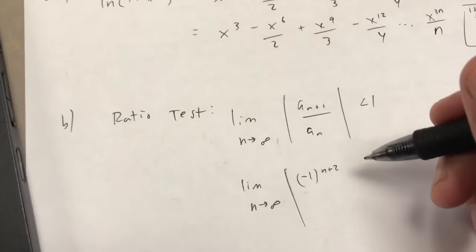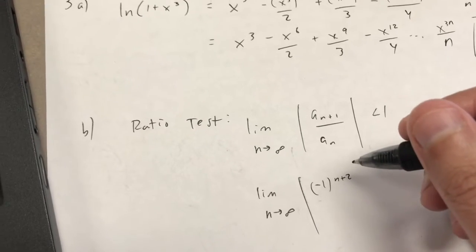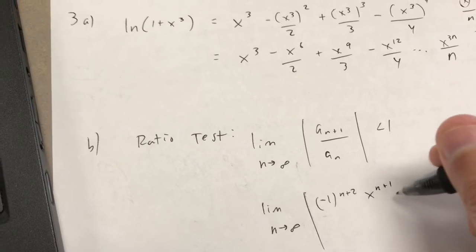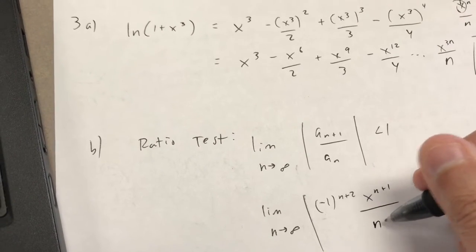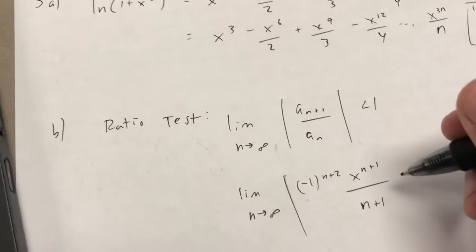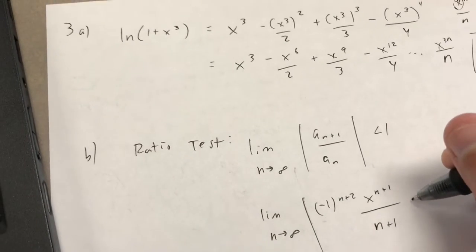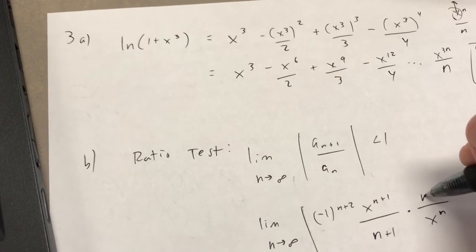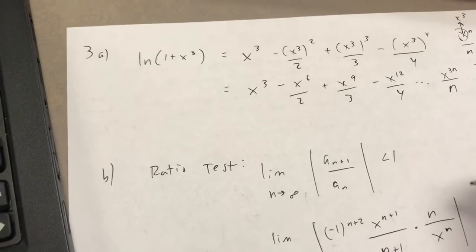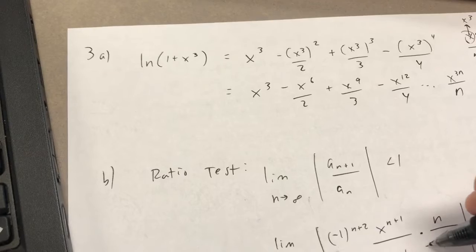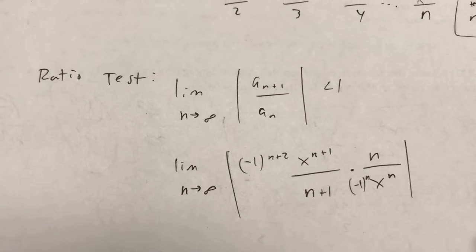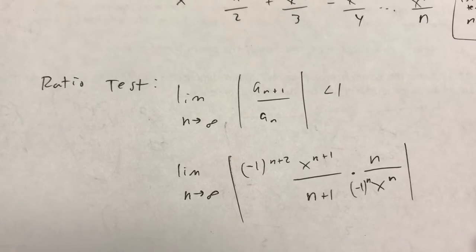And we've got negative 1 to the n plus 2. It would be x to the n plus 1 over n plus 1. And you're going to divide by the nth term. Dividing is the same thing as multiplying by the reciprocal. So I'm going to go ahead and just do it like that. And, oh, I lost my negative 1 to the n power there. Okay, the negative 1s really aren't going to affect anything here, that absolute value.